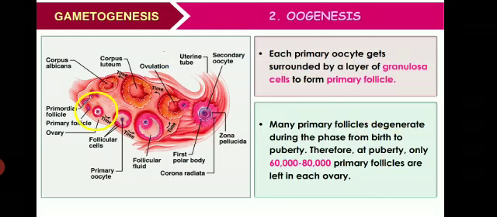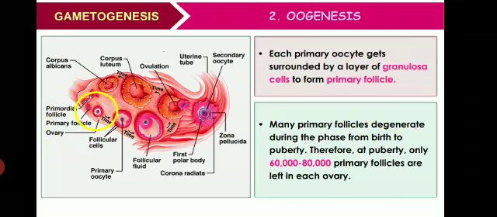Many primary follicles degenerate. Actually there will be millions of primary follicles developed, and most of these follicles will undergo degeneration. This degeneration process we call attrition, the process of degeneration of primary follicles in the fetal ovary. Keep in mind, the process of degeneration of primary follicles in the fetal ovary is called atresia. This statement you read, you'll get it.